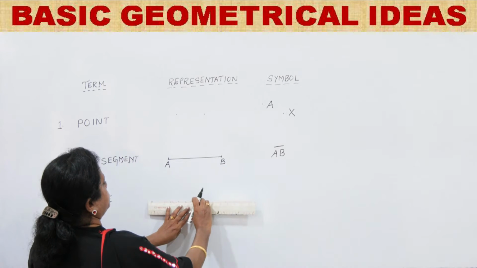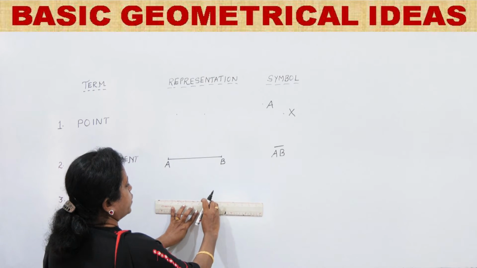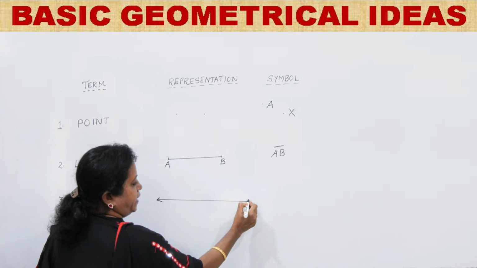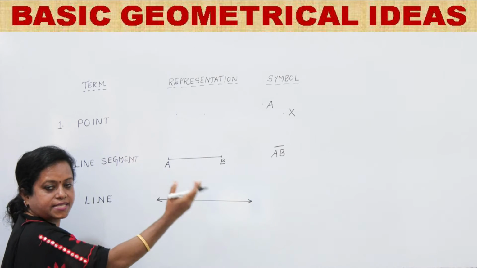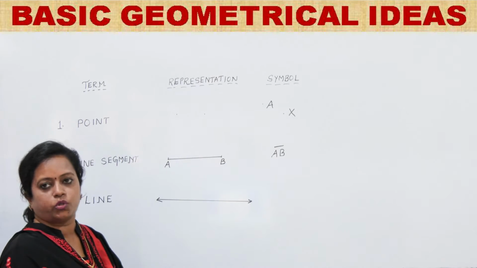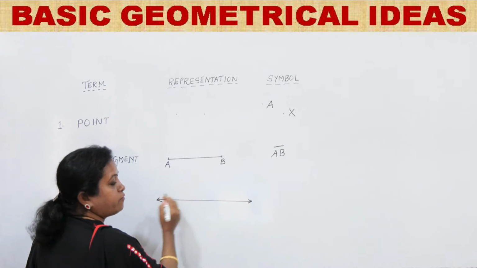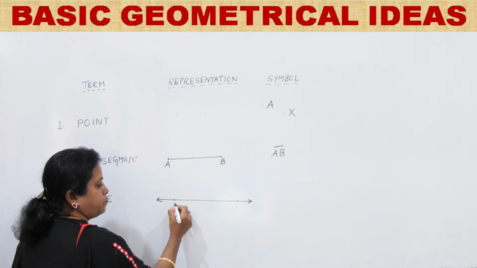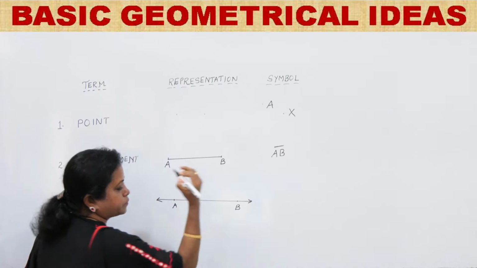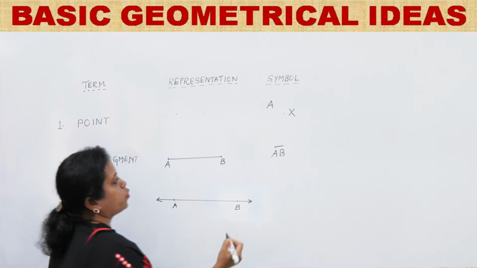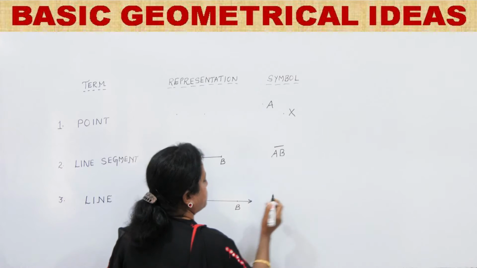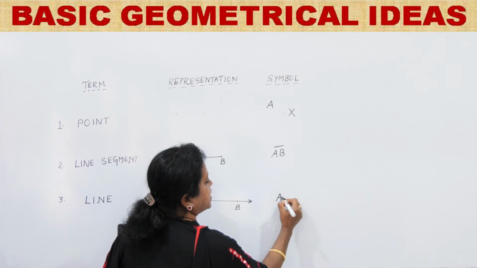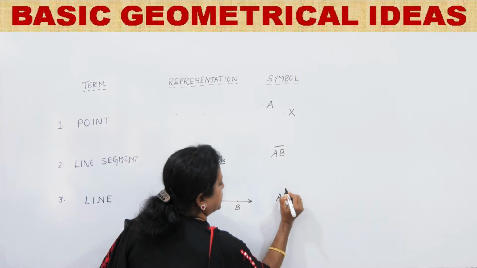That is, when I have to draw a line, how do I show it? I will show it by drawing 2 arrows at the end, showing that it can be extended indefinitely in both the directions. And on this line you have a number of points. You can take any 2 points to name the line. And how do I represent it by using the symbol? Because these are points, I will use capital letters and write.